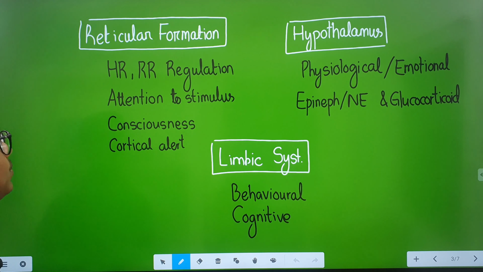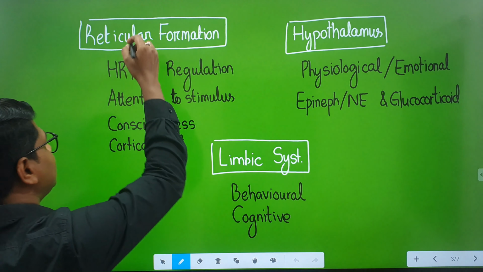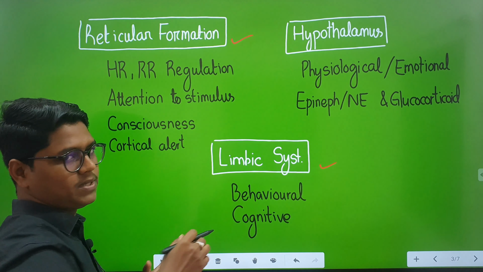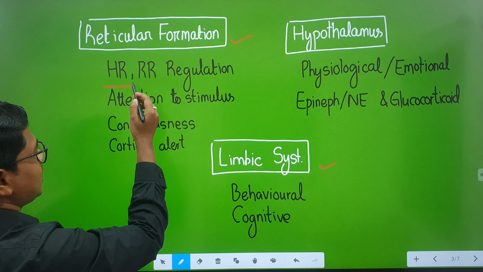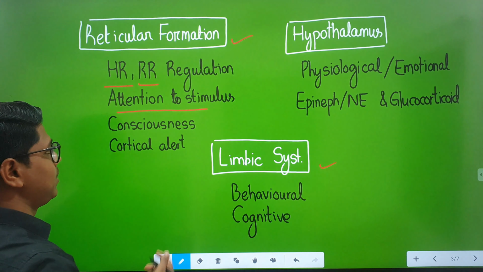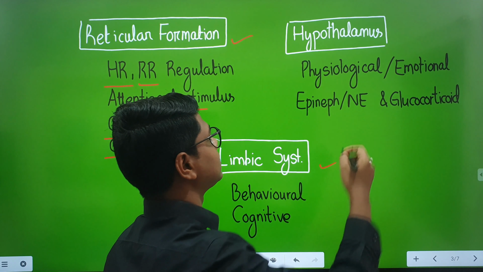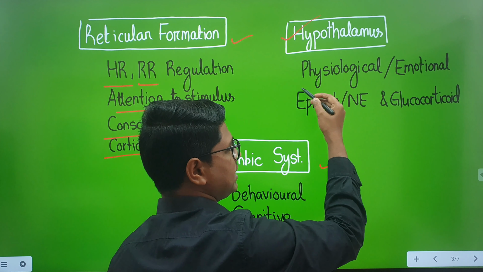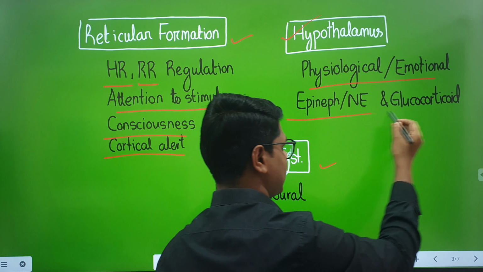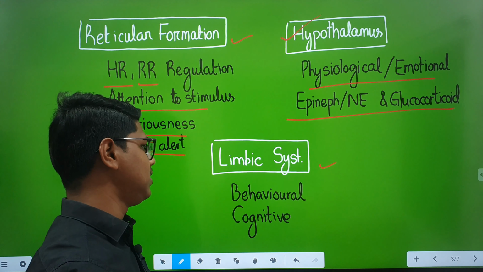Next, you should know some concepts. Before going to the pathways, there are three structures in the brain. You don't need to go into much detail. Just remember the names: the reticular formation, hypothalamus, and the limbic system. What is the reticular formation? It is present just near the thalamus, and it regulates the heart rate and respiration rate. It is also responsible for giving your attention to the stimulus, and for consciousness and cortical, or mental, alertness. Next, the hypothalamus. It is basically responsible for the physiological or emotional response towards pain, and it regulates the epinephrine, norepinephrine and glucocorticoid concentration in the bloodstream.